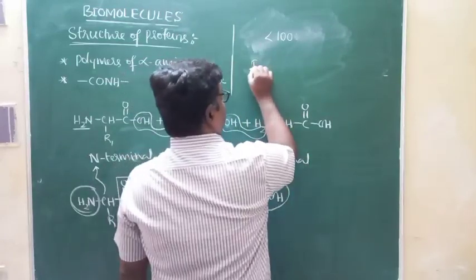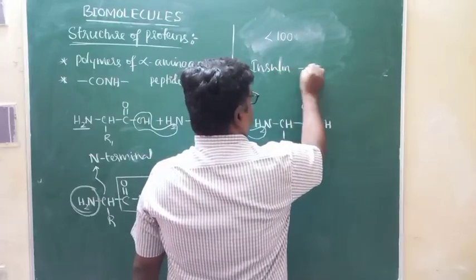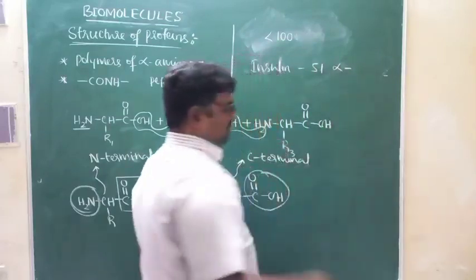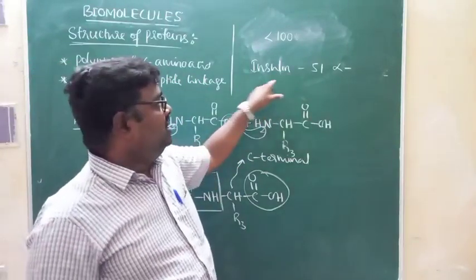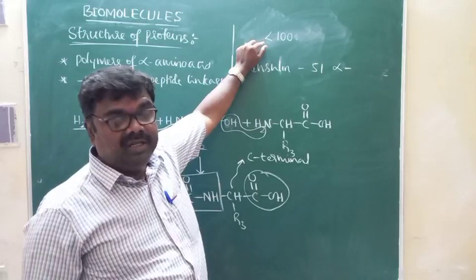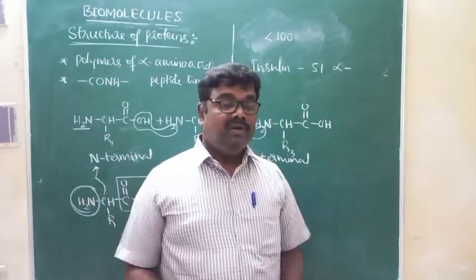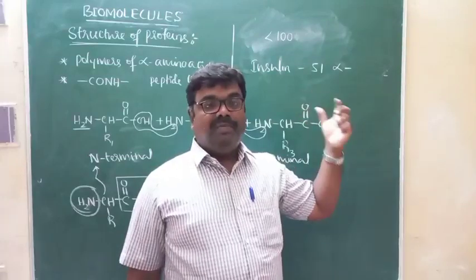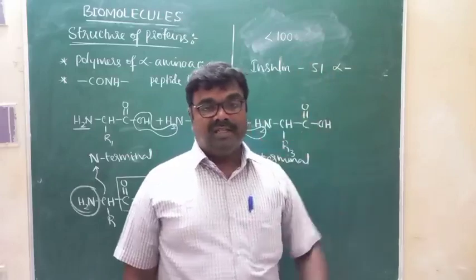An example for that is insulin. Insulin is characterized by only 51 alpha amino acids, but still it is called a protein, because it is characterized by well-defined conformations of proteins. Because of that, the polypeptide insulin with 51 alpha amino acids is also called a protein.